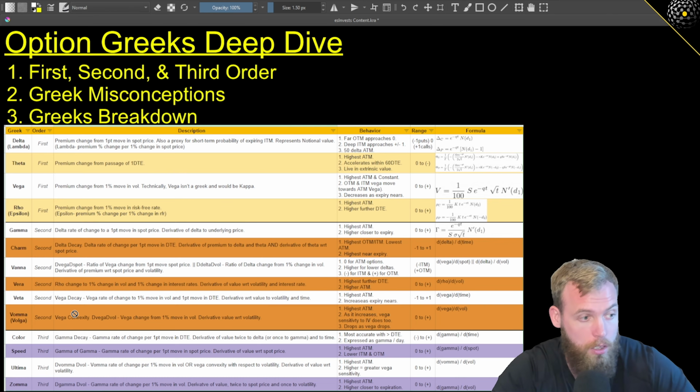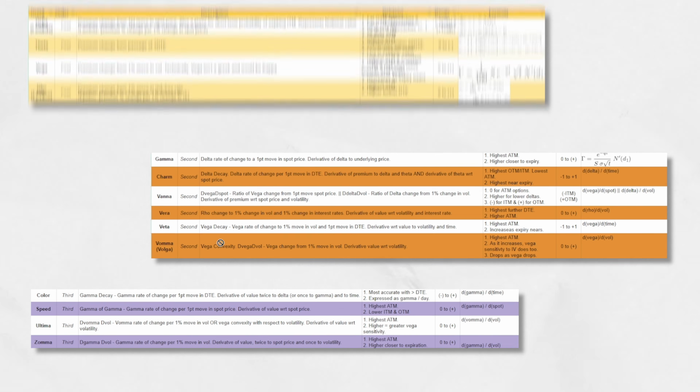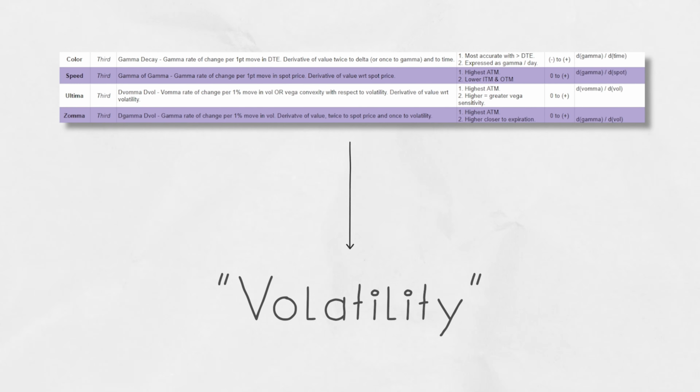So let's get to color, which is gamma decay. So it tells us the gamma rate of change per 1-point move in DTE. Then we have speed, which is the gamma of gamma. And you'll notice a lot of these, especially in the third order, all of them are tied to volatility. That is because volatility is quite literally the lifeblood of options.